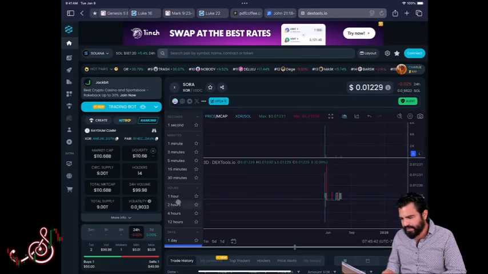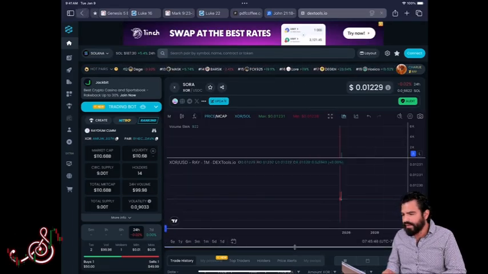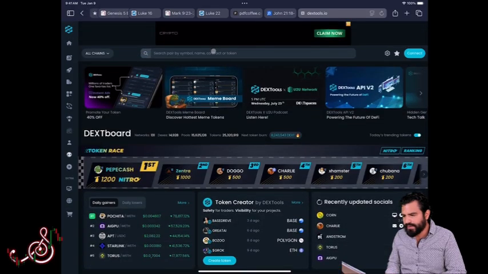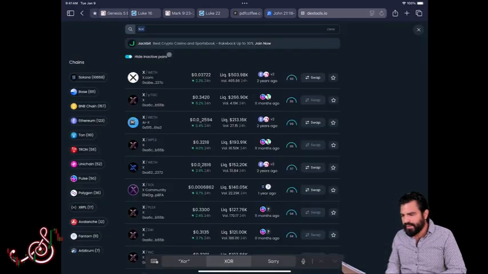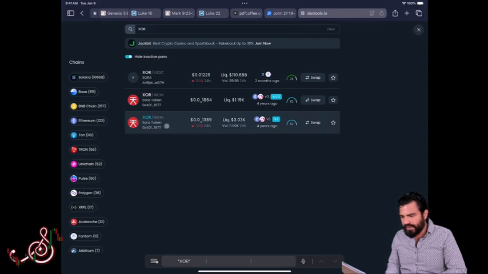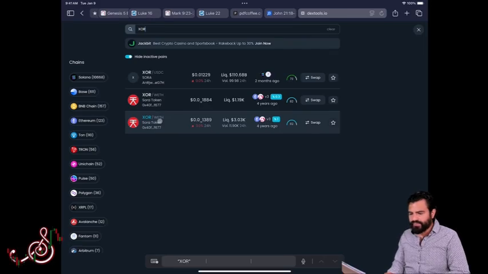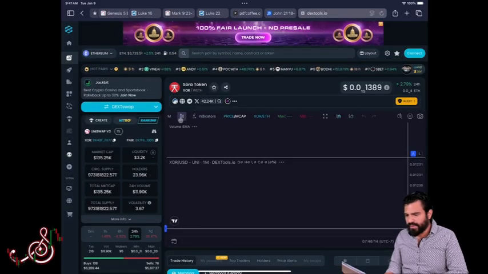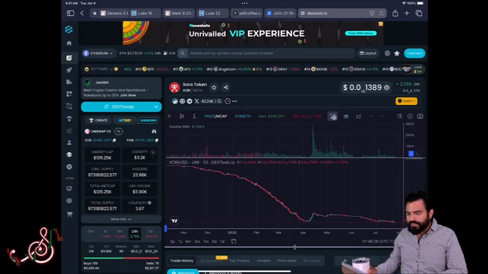That's not right, is it? Let's look it up on Wrapped ETH then. I'll use this one as it has the higher market liquidity. The current price is 15 zeros, 13.89. This should be enough. All right.